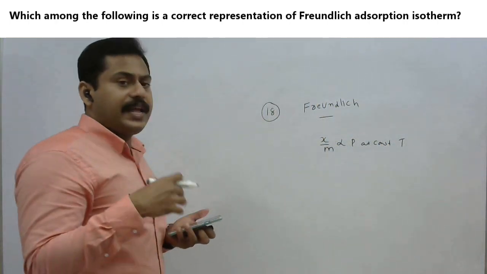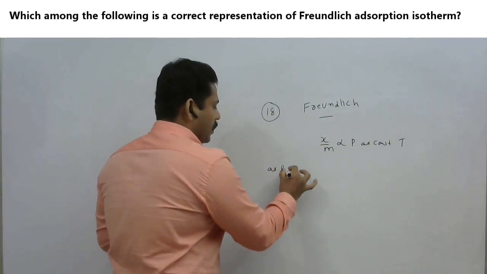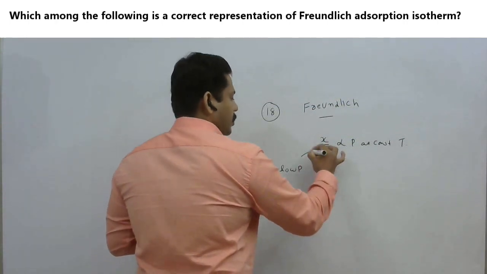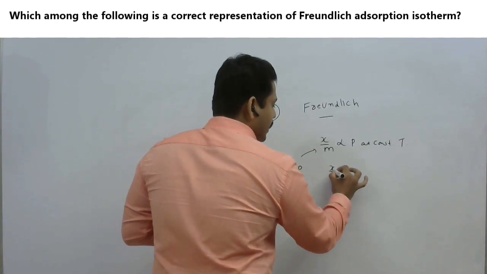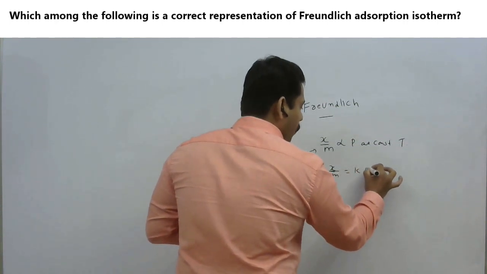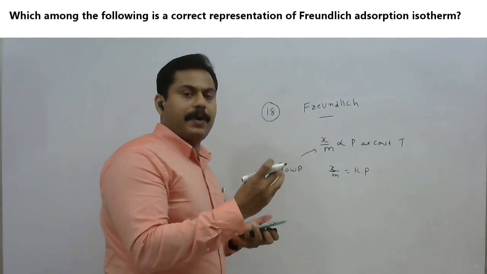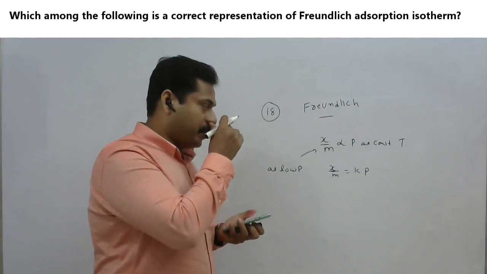So we have three conditions there, right? At low pressure, this is the condition, right? So X by M is equal to K into P, correct? What is X by M? The amount of gas adsorbed by the adsorbent. What is K? It is a constant. What is P? It is pressure.